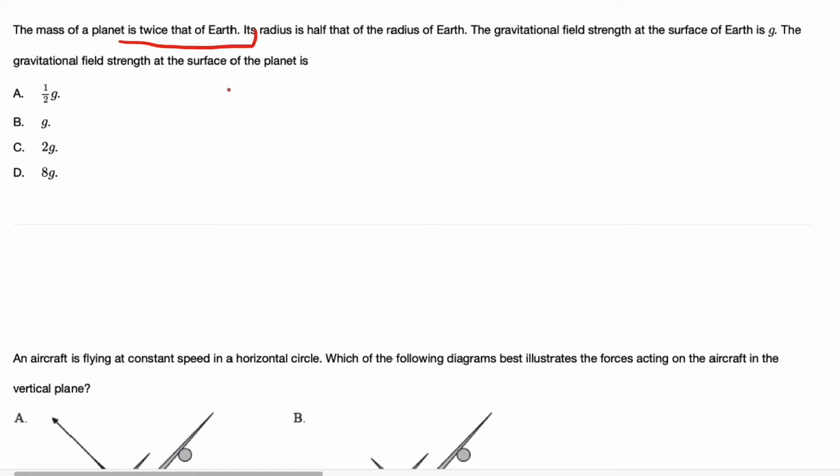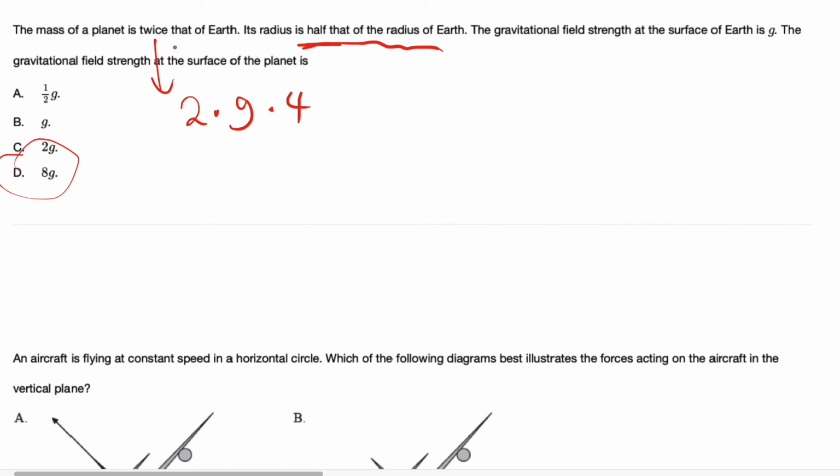So when your radius is multiplied by 2, your gravitational field strength is going to be divided by 4, and your mass is multiplied by 2. So your mass is multiplied by 2, so the gravitational field strength is going to be multiplied by 2. So when your radius is half of the radius of r, then it's going to be multiplied by 4. So D is the correct answer.